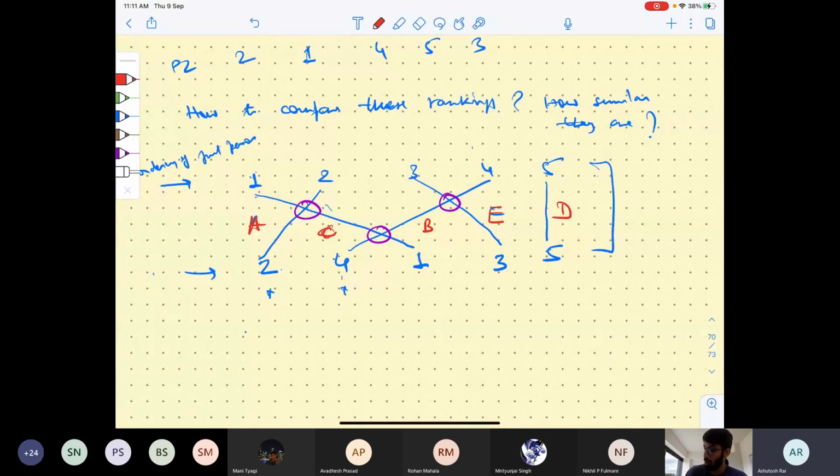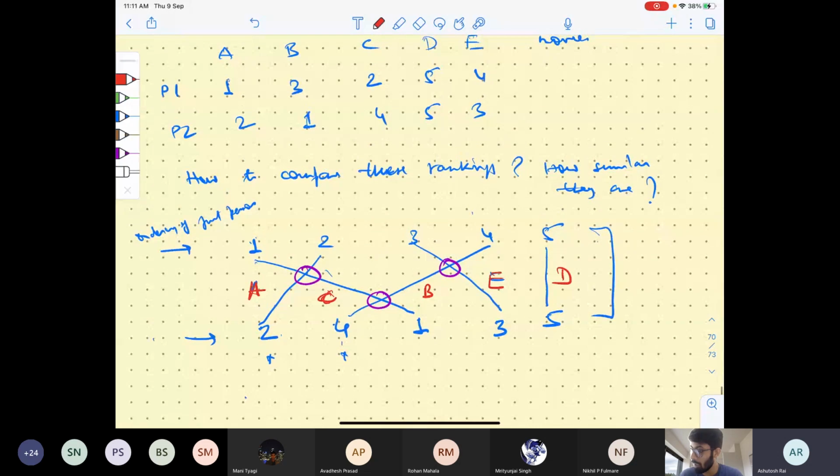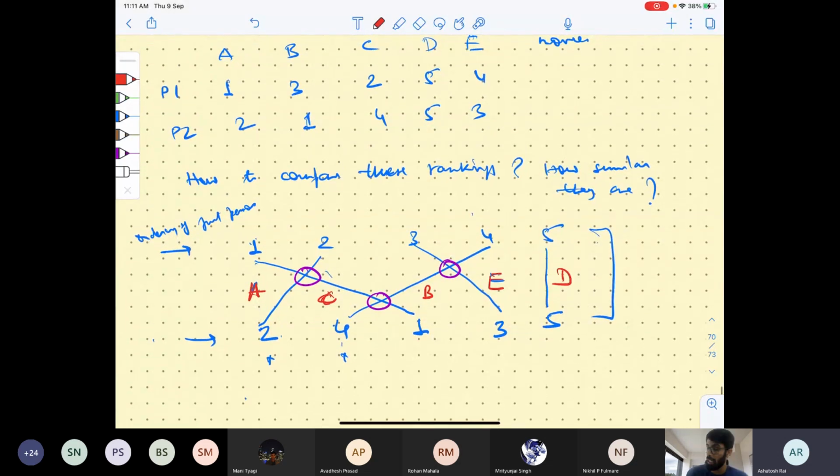So there is a conflict between A and B, let's say. Because the first one ranks A as 1 and the second one ranks A as 2, and B as 3 and B as 1. So here itself we see the conflict that it gets reversed. Some relative ordering gets reversed of these two elements, right?